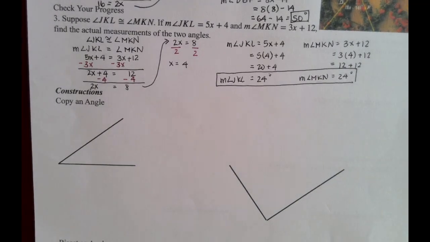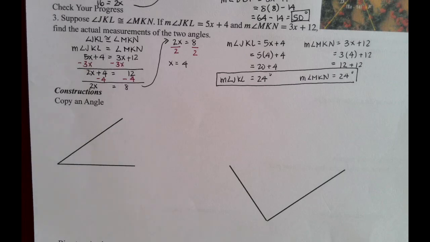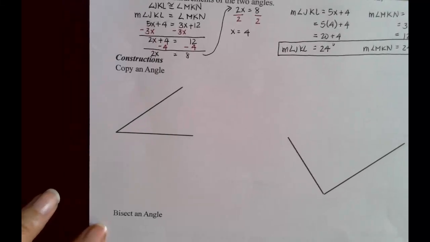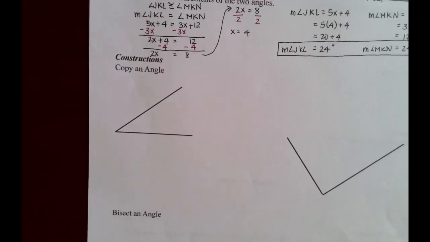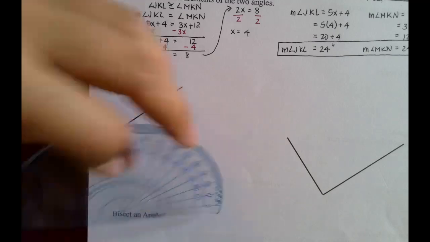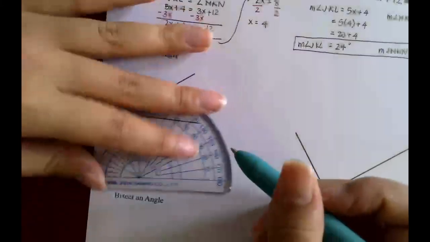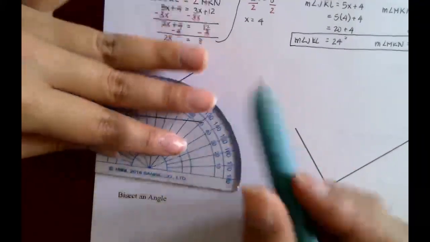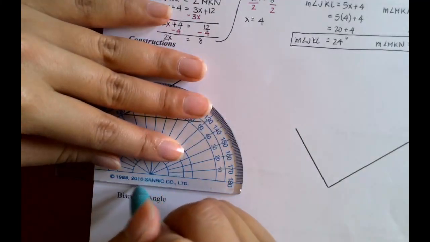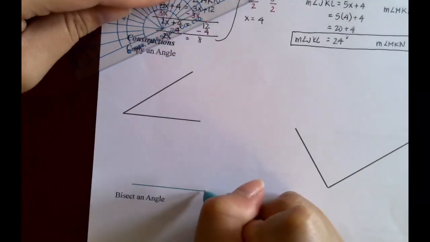Okay. So for this construction section, what we're going to be doing is copying an angle. First, we're going to draw a ray. Let me do it in another color. We're going to copy this one. So first, I'm going to just draw a ray.